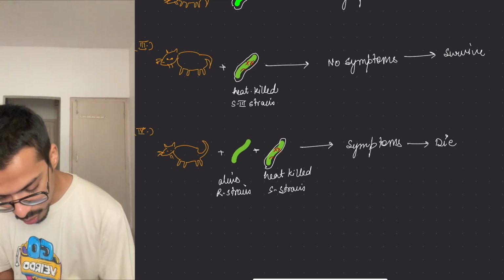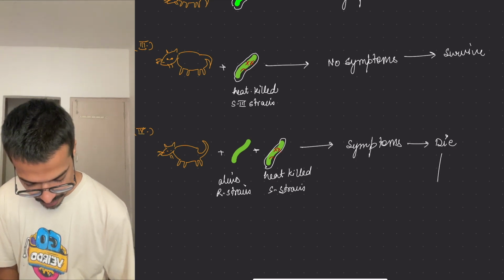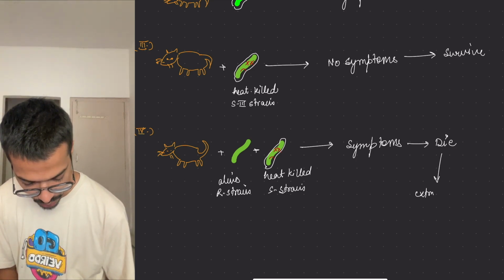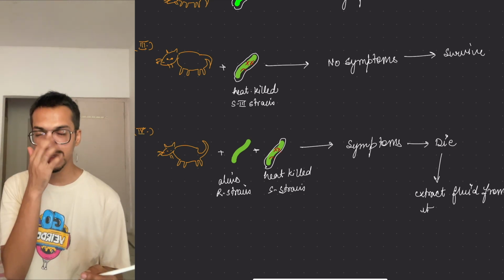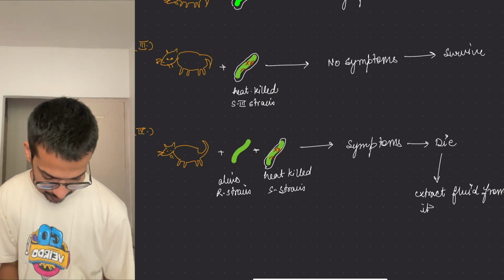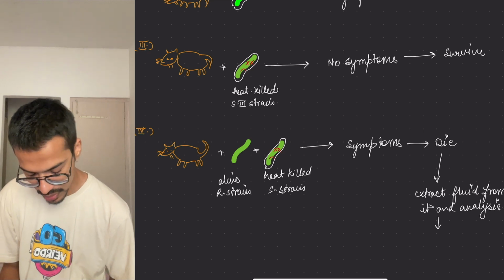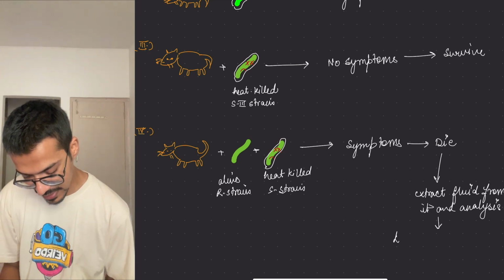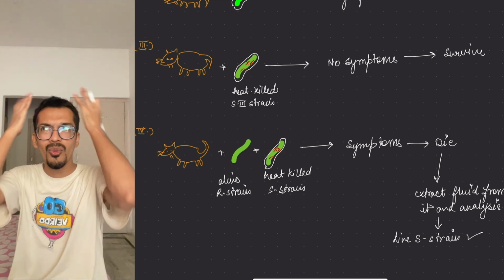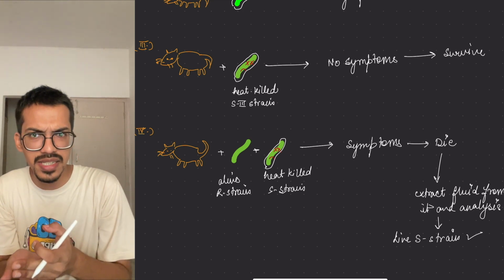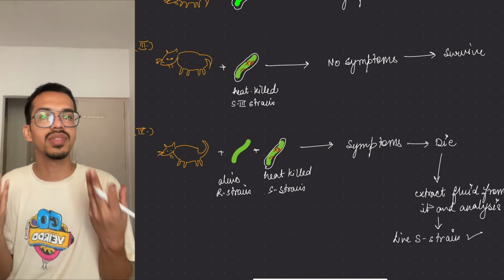Then to find out what had happened, I took this dead mice and extracted fluid from it, because pneumonia has fluid present, and analyzed it. And when I analyzed it, I found live S strain present. And I was like, what is this? I have put in the killed S strain. How come they become live? We know that life doesn't come by itself, right?